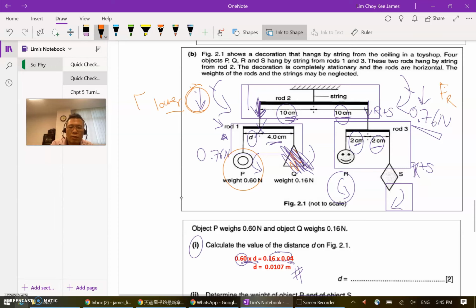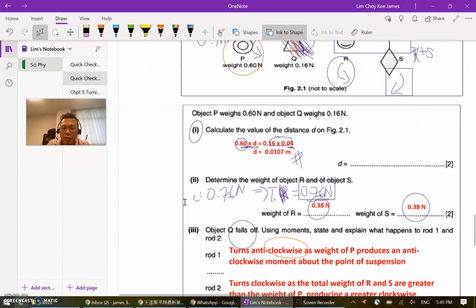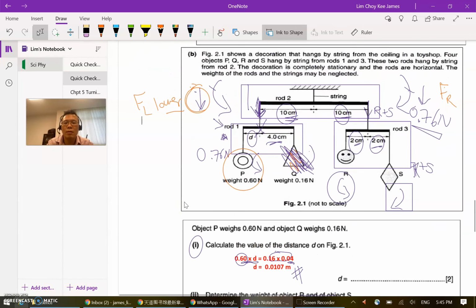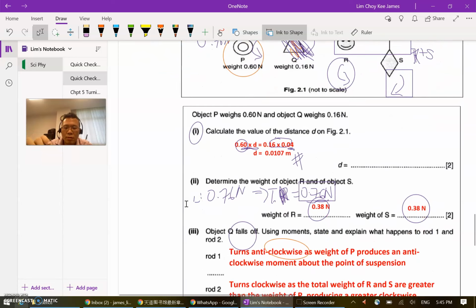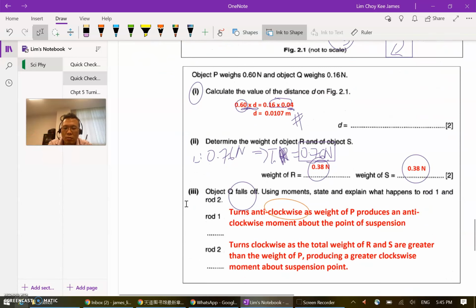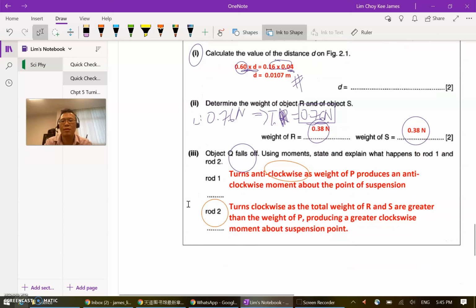So now my force on the left side will be smaller than the right side. Remember, originally both sides are the same, but now they are not the same. Left is smaller. As a result, you'll find that my rod 2 will rotate clockwise, because the clockwise moment on the right side is larger. I do hope this is clearer for you. If not, you can look at the video again.